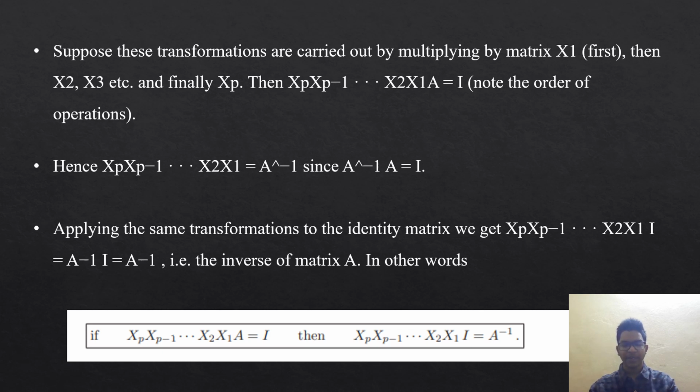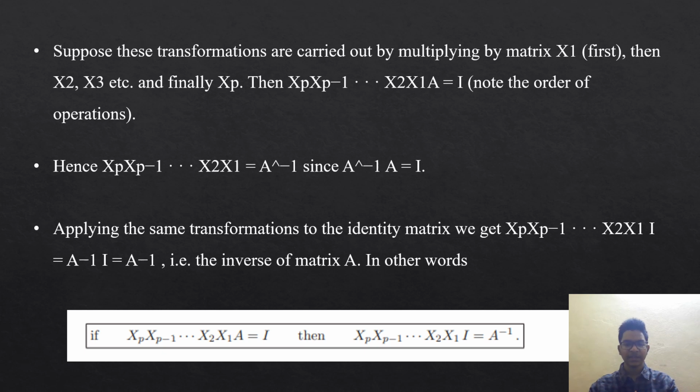Note the order of operations. Hence Xp Xp-1 and so on up to X2 X1 is equal to A inverse, since A inverse A is equal to I. Applying the same transformations to the identity matrix, we get Xp Xp-1 and so on up to X2 X1 I is equal to A inverse, i.e. the inverse of matrix A.